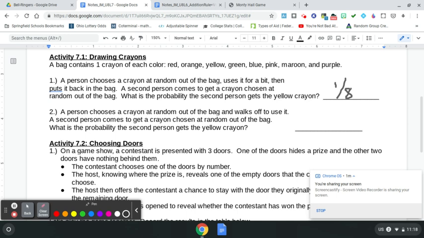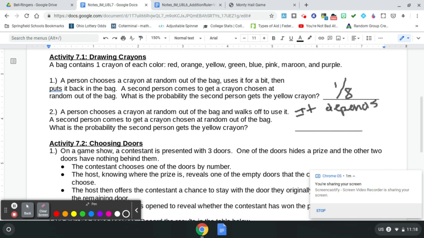The second scenario is a dependent event because not only did the person change the overall number of crayons in the bag, but the person also potentially changed the number of yellow crayons inside the bag. So our answer, what's the probability the second person gets the yellow crayon? Well, we could say it depends.